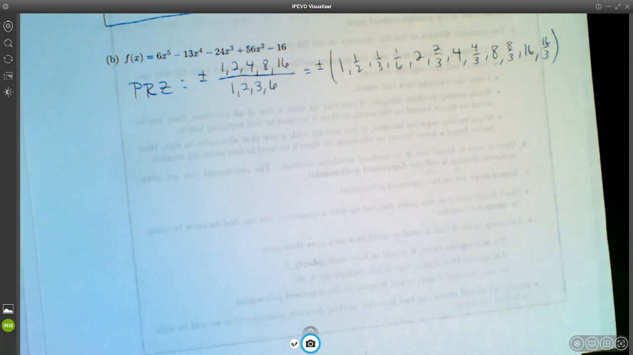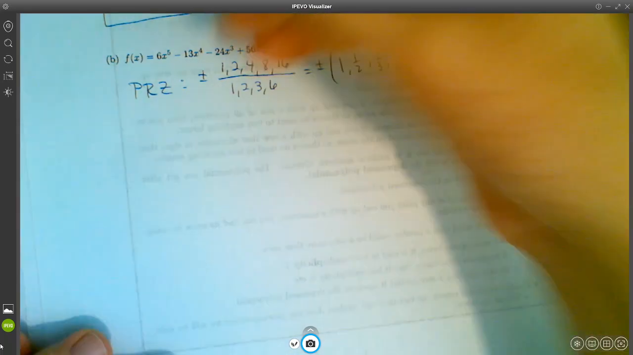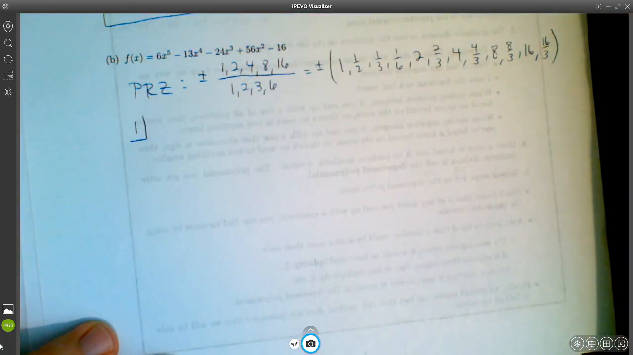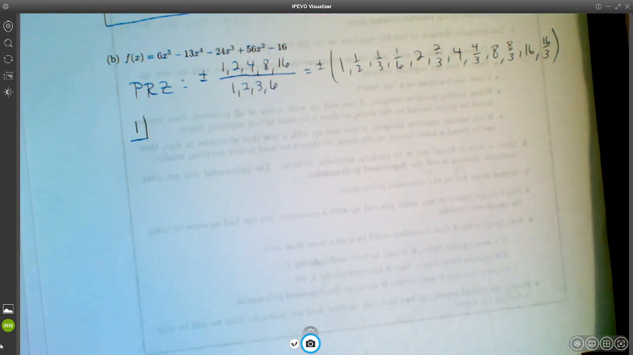Okay, so let's start testing these. Again, I'm going to skip over the fractions. I'm just going to work on the whole numbers. I'm going to start with the positive whole numbers. If I don't find any zeros among the whole numbers, then I'll start to worry about the fractions, okay? But I'm going to start with 1.